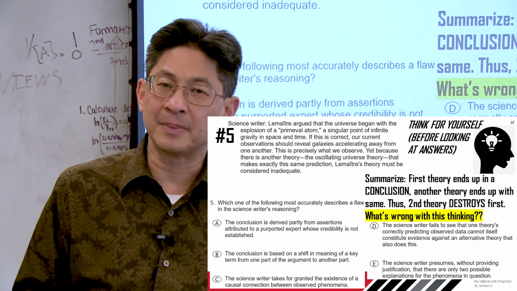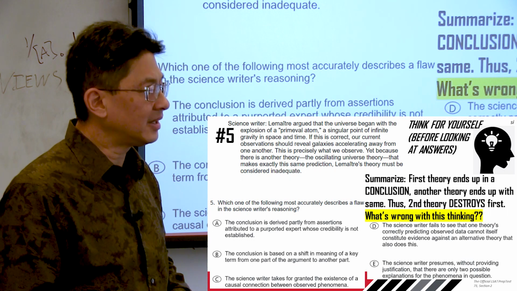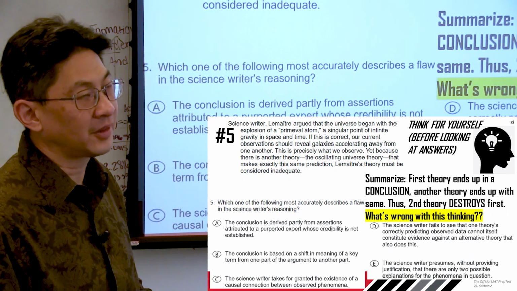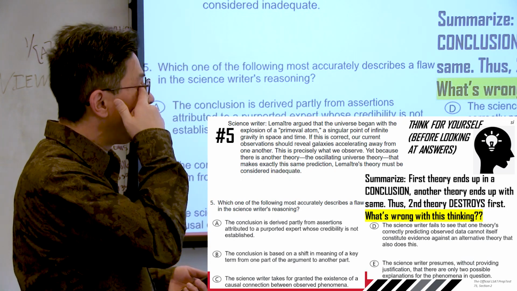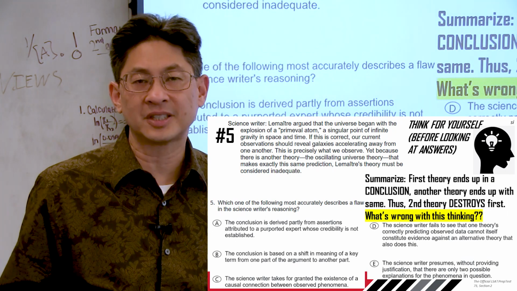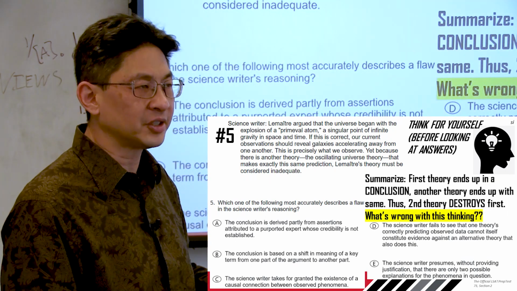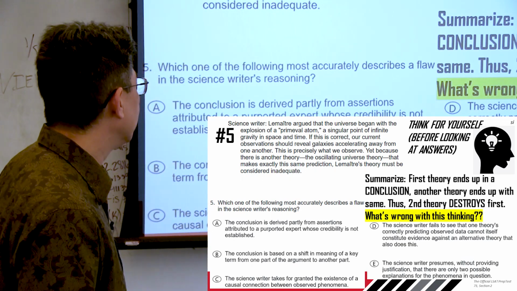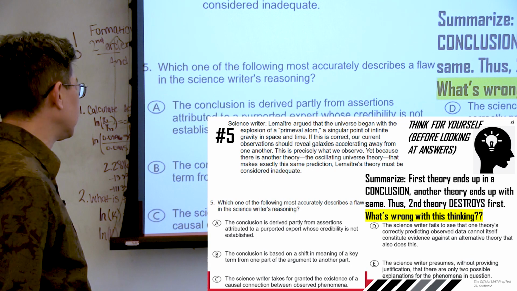that's not really fair, because having another alternative reason does not allow you to destroy a previous theory. That's just not how it works. You haven't disproven the first theory. You simply have a different theory that comes to the same conclusion. That's not enough to then destroy or cross off that first theory. So now that we've identified the flaw, we look for a matching answer choice.